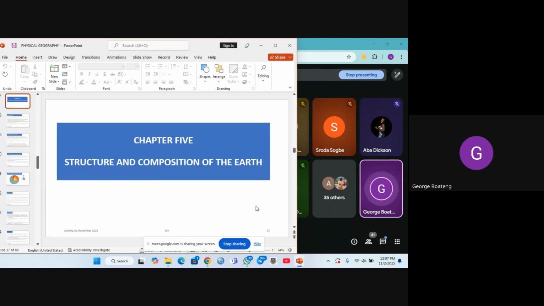In terms of the structure, they are categorized into 2. This is the internal structure and the external structure. The external structure will be the atmosphere. The internal structure will be what we will have on the ground, which we'll look at first.